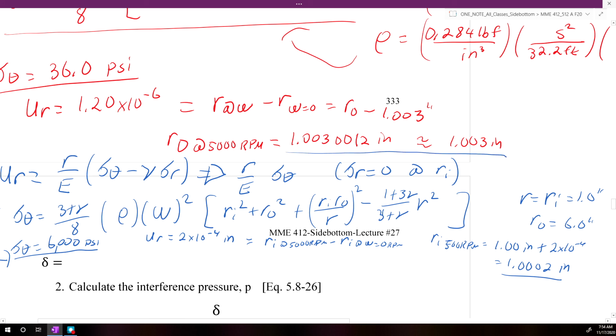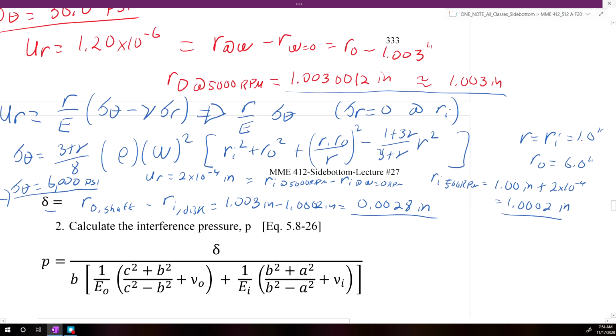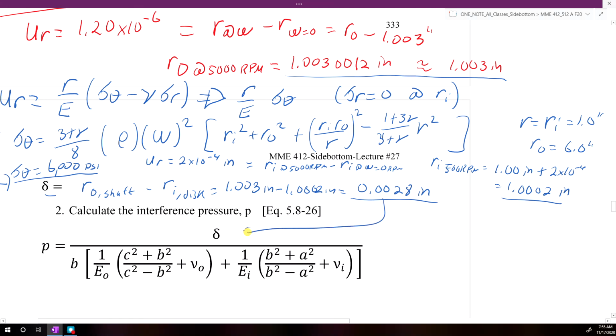Okay, so using these two values that we had just solved for, we can then solve for our interference delta. So our interference delta is going to be equal to the outer radius of our shaft minus the inner radius of our disk, which would be equal to 1.003 inches minus 1.0002 inches, which would give us about 0.0028 inches. Alright, so once we have our delta, we can plug it in to this equation here, and we can get our pressure P.